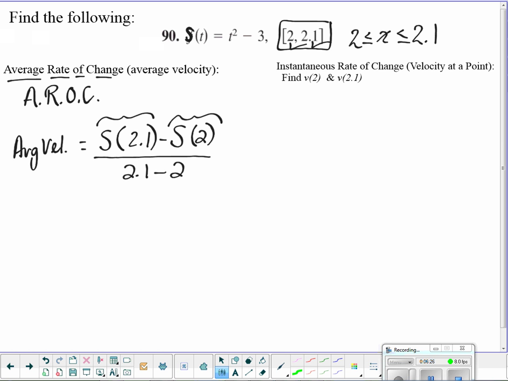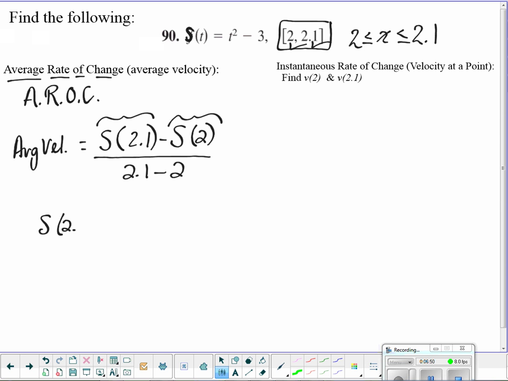And if I take and subtract these two, I get change of position, don't I? On the bottom, I have time 2 minus time 1. This gives me the change in time. And if I divide them, I'm going to get a rate. All right, so how do I get s of 2.1? Well, I calculate it, right?